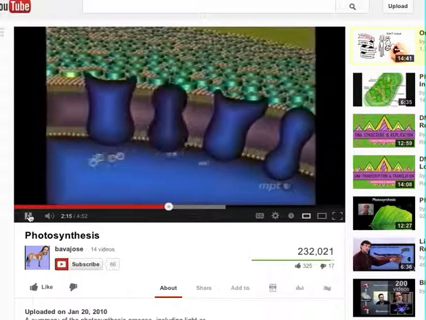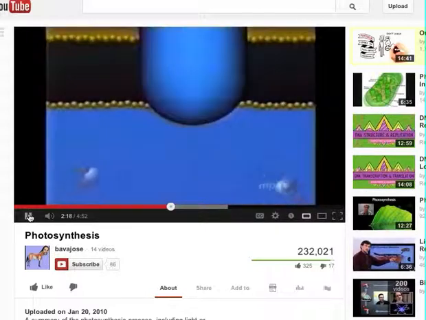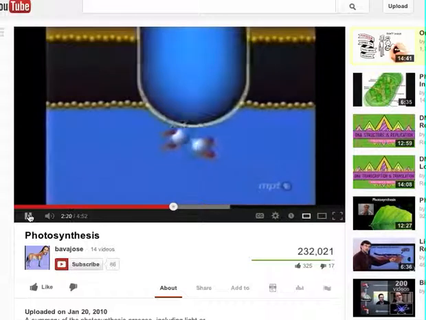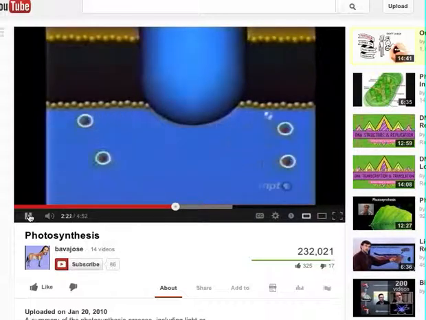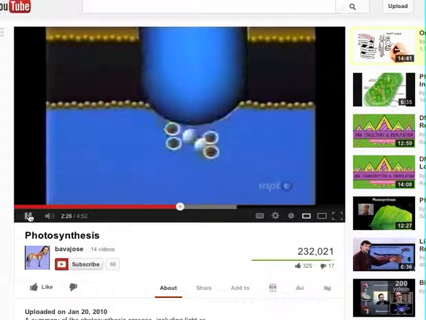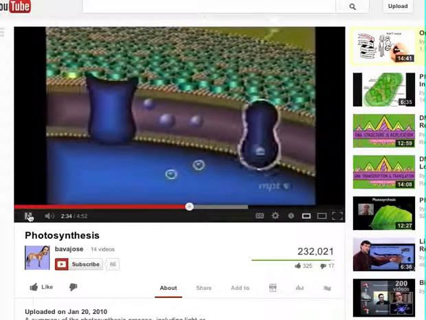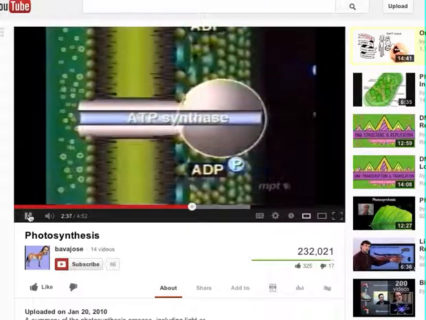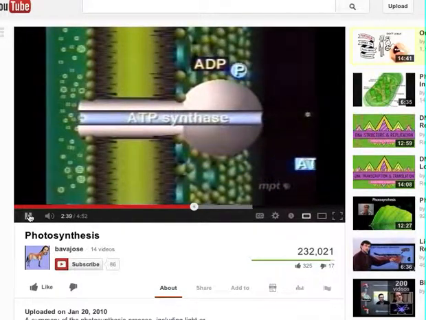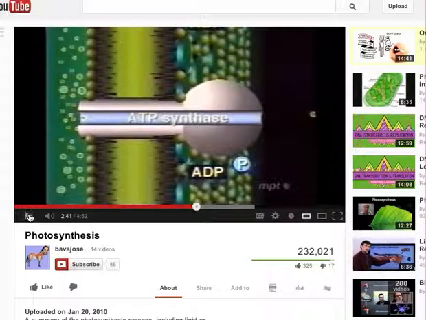This occurs on the thylakoid membrane. Water, H2O, is split into hydrogen ions and oxygen. Two oxygen atoms join to form O2 gas, given off as a waste product. The hydrogen ions are pumped into the thylakoid space. An enzyme provides an exit. As the hydrogen ions stream out through ATP synthase, energy from the flow is used by ATP synthase.